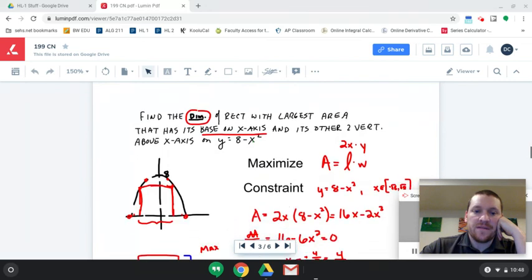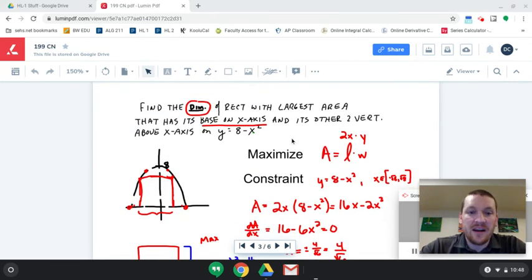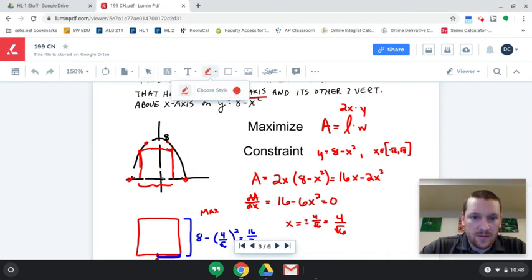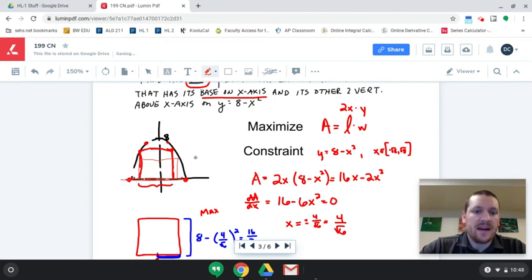Another type of question: find the dimensions of a rectangle with the largest area that has its base on the x-axis and its other two vertices above the x-axis on y is equal to 8 minus x squared. If you draw out this picture, we have this base, and we can create different rectangles and figure out which one is the largest. So we want to maximize it.